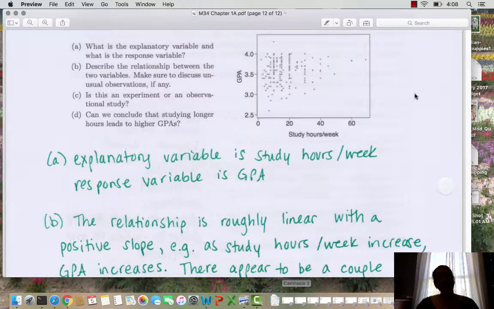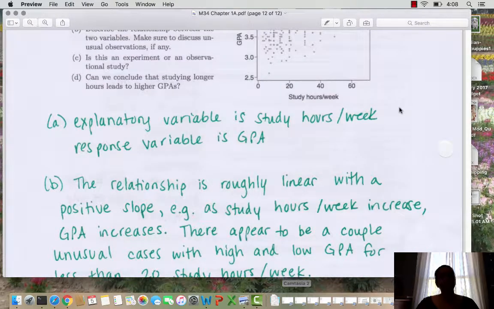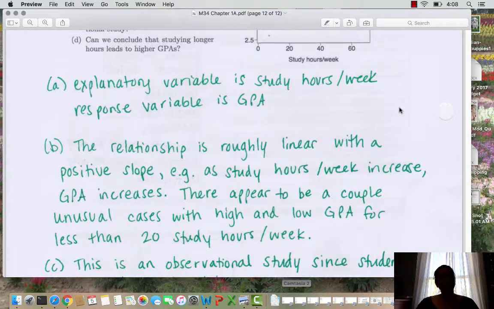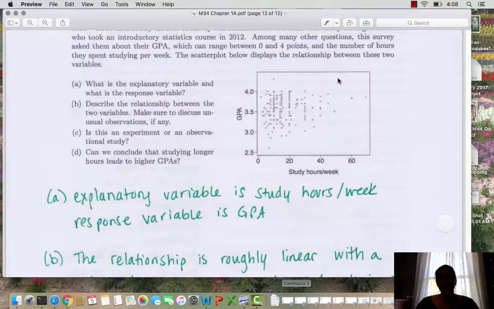And then it's got a positive slope because as the study hours per week increase, overall the trend is that the GPA is going up. So you'll notice this is at a positive angle or an increasing slope. There do appear to be a couple unusual cases with high and low GPA for students who didn't study much. Up here, there's a student who had above a 4.0 GPA but studied less than 20 hours per week. And then there was a student that studied a little bit and had a very low GPA also. So there are some unusual cases out here.